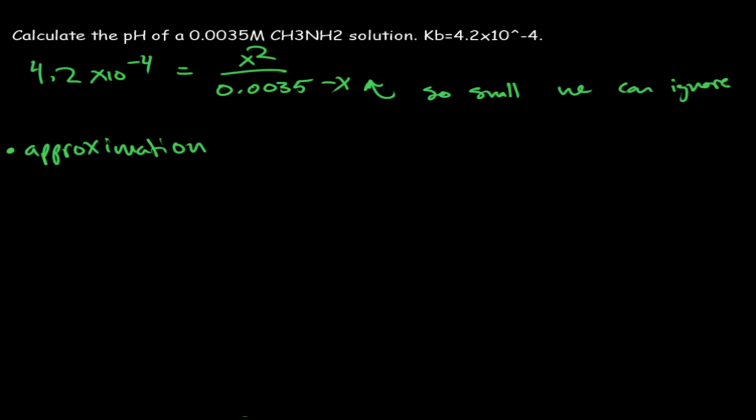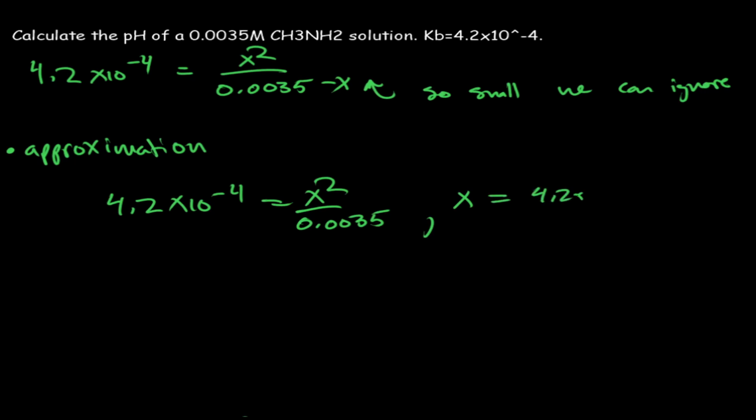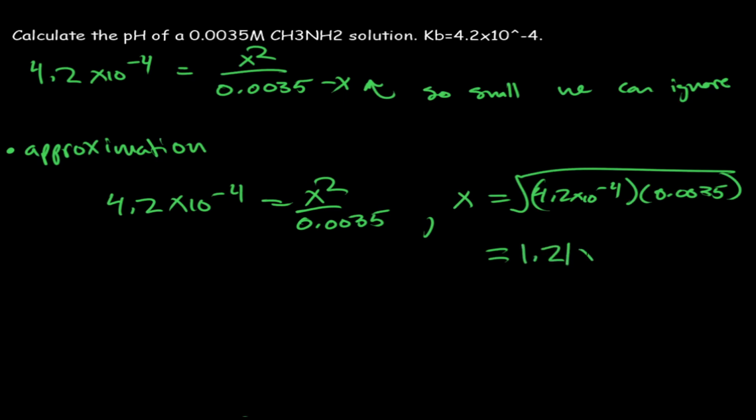So if we do that, our equation will be 4.2 times 10 to the negative 4 is equal to x squared over 0.0035. And if we solve for x, we see that x is going to be the positive square root of 4.2 times 10 to the negative 4 multiplied by 0.0035, and that's going to give us a value of 1.21 times 10 to the negative 3 molar. So next we have to check if we can use this x value.